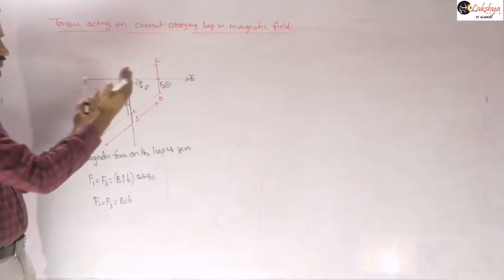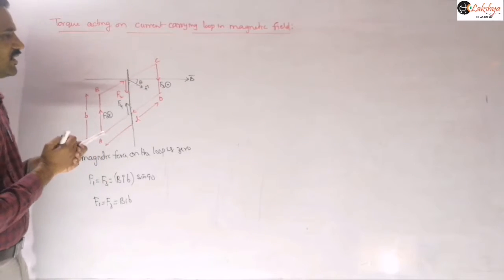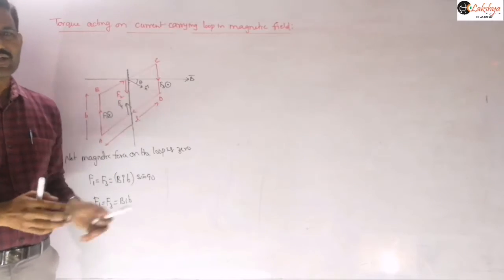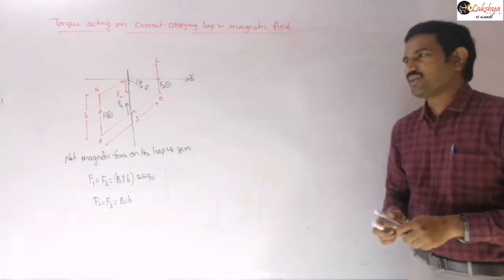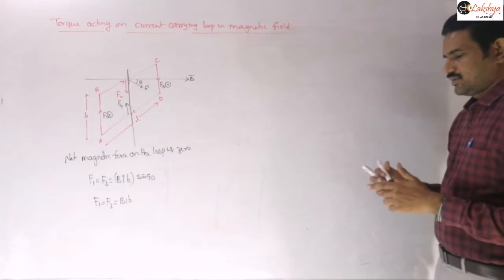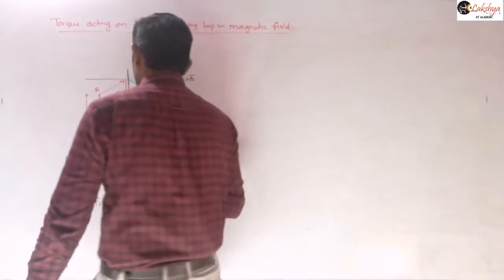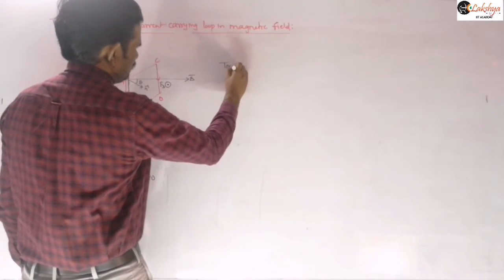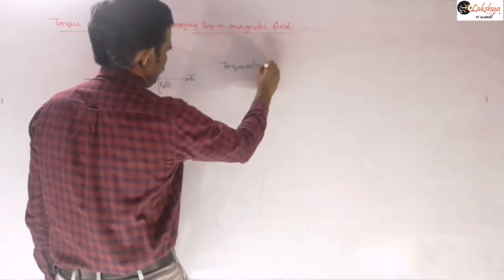So because of those two forces, the loop will turn like this. That loop will rotate, and then some torque will be acting in this case. There are certain situations depending on the plane of the coil, and I will discuss those cases after this. Here, let us first calculate that amount of torque. So, the torque acting on the loop.